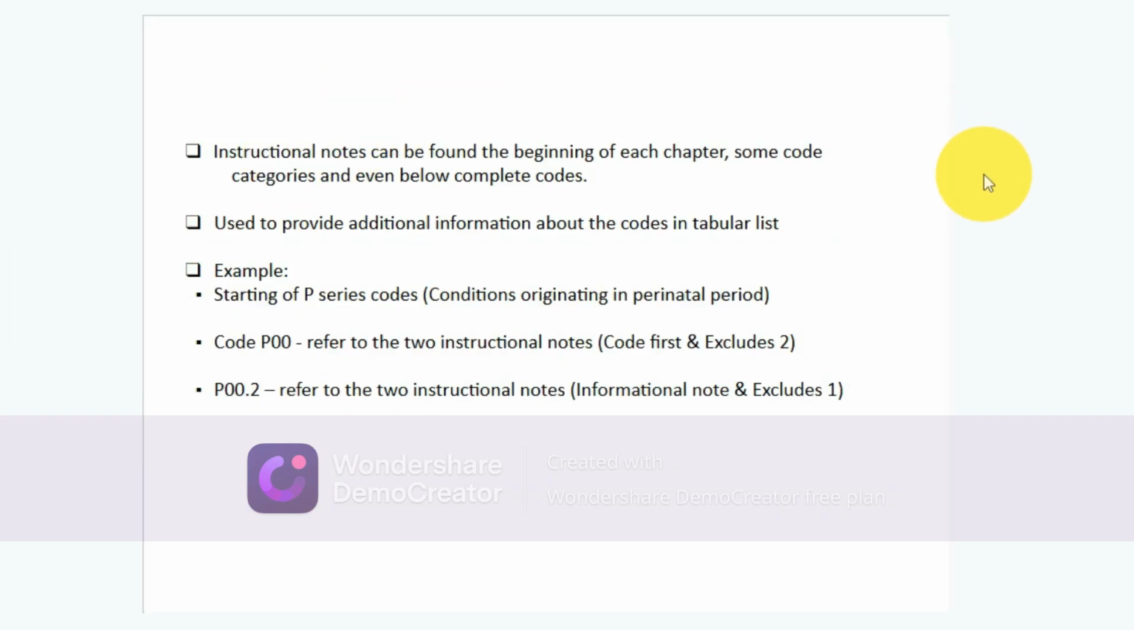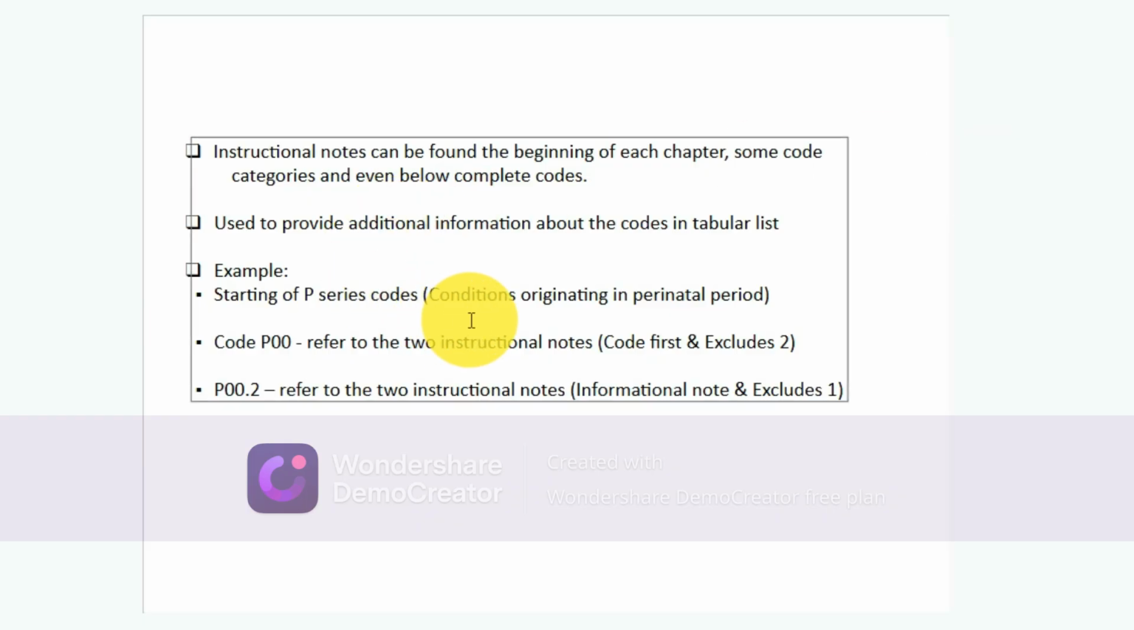Next point, instructional notes can be found at the beginning of each chapter, categories, and even below complete codes, used to provide additional information about the codes in the tabular list. For example, the P series codes are conditions originating in the perinatal period. Code P00 refers to two instructional notes, code first and excludes 2. P00.2 refers to two instructional notes, informational notes and excludes 1 notes, like that.